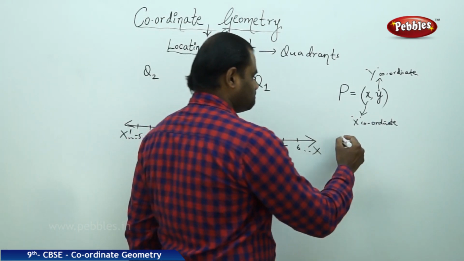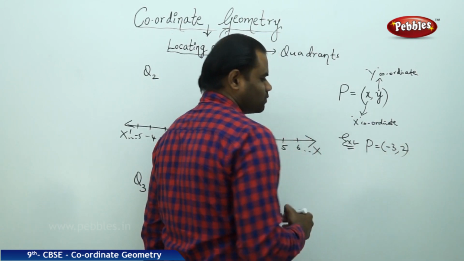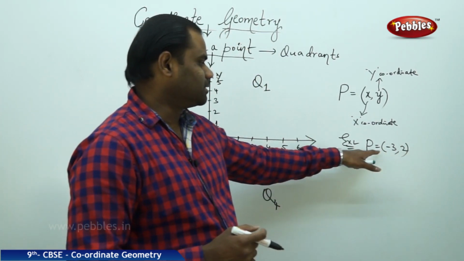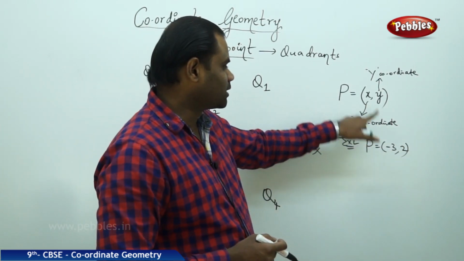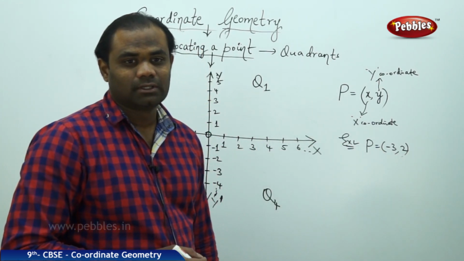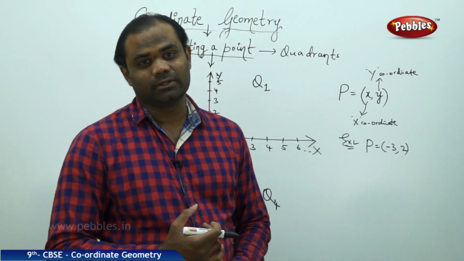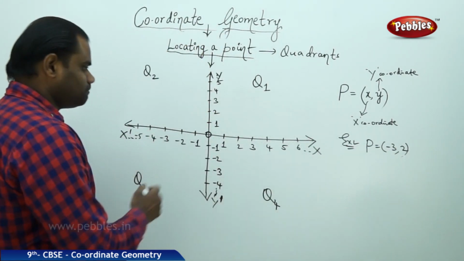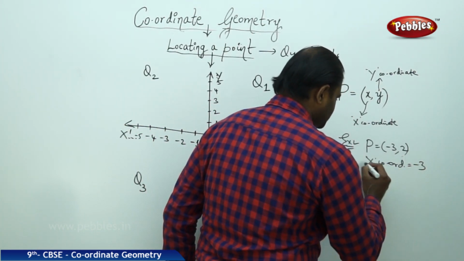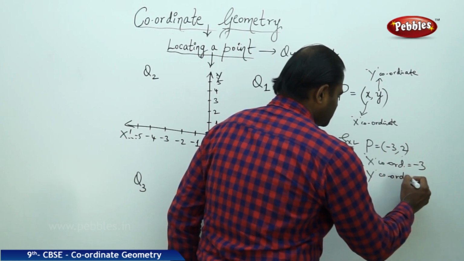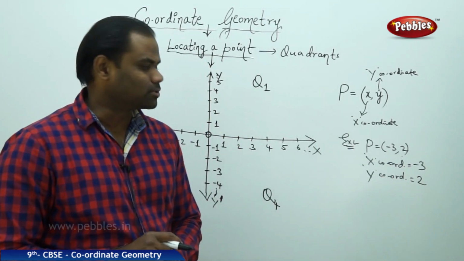So for example, I have the point as minus 3, 2. For example, I take P as minus 3, 2. Then this clearly indicates that this is the x coordinate and this is the y coordinate. So in this example problem, minus 3 is the x coordinate and 2 is the y coordinate. Therefore, my x coordinate is minus 3 and my y coordinate is 2.